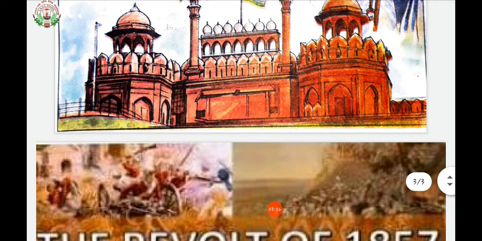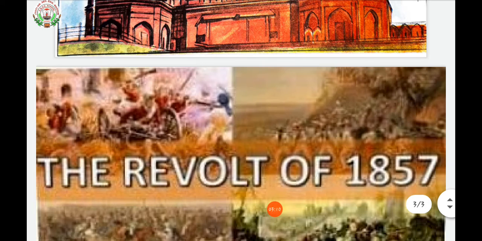The revolt was the first expression of organized resistance against the British East India Company. It began as a revolt of the sepoys of the British East India Company's army, but eventually secured the participation of the masses. The revolt is known by several names.